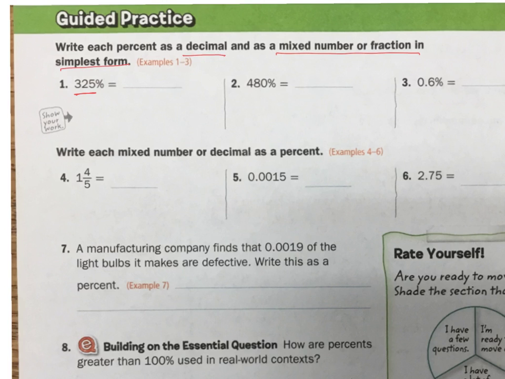We have 325. We know that you put all your percents over 100. If it's a percent, over 100. Always, always, always. No matter if it's the smallest number or the biggest number, it's always the number over 100. Now, if I divide this out, 325 divided by 100, I know 100 goes into 325 3 whole times, and it leaves me with 25 over 100.